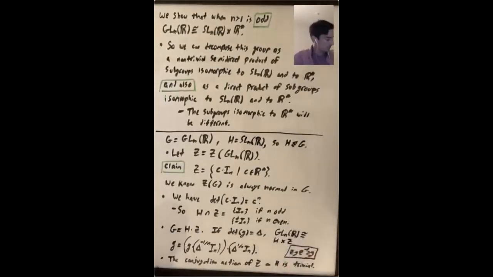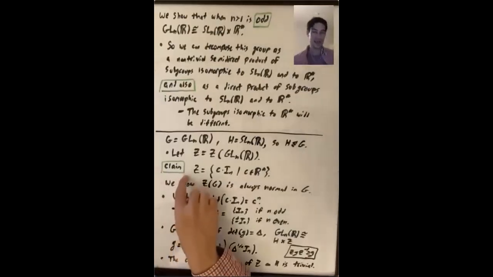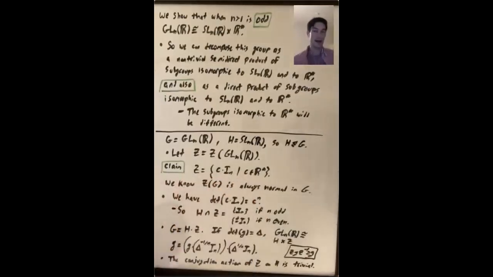Alternatively, you can just use the recognition theorem for direct products. We have these two subgroups, H and Z, and they're both normal. G equals H times Z, and the intersection when n is odd is trivial. So G is isomorphic to a direct product of H and Z. All right, so in the next video, we'll prove the last piece of this argument, which is this claim about the center of GL_n(R).